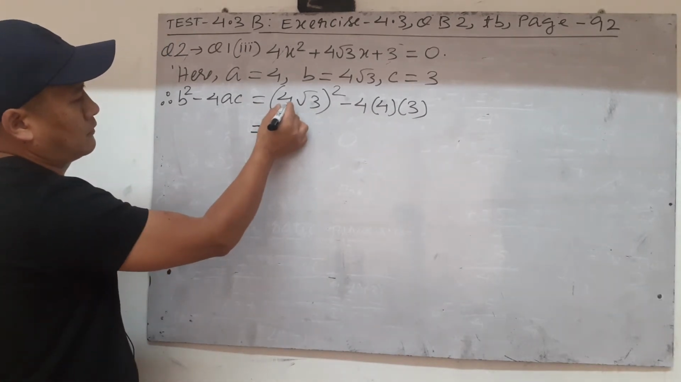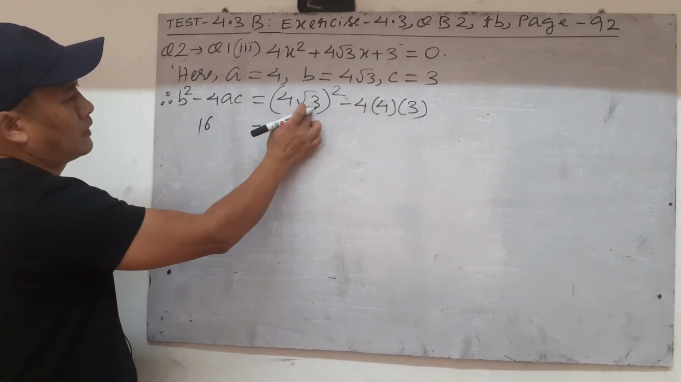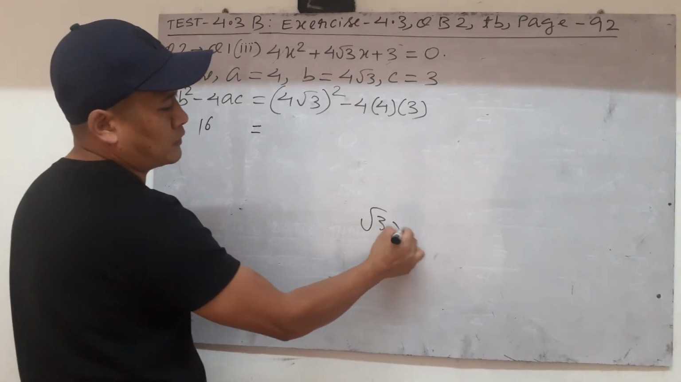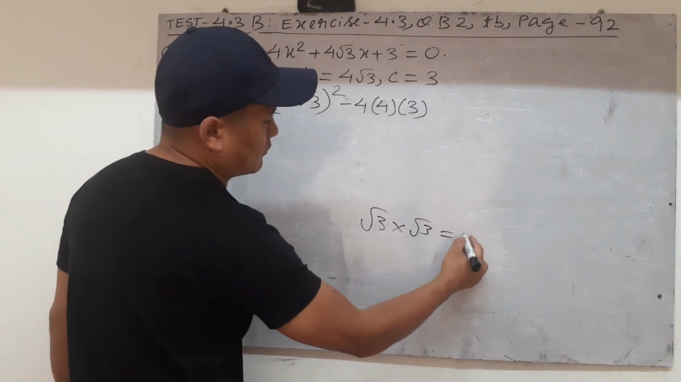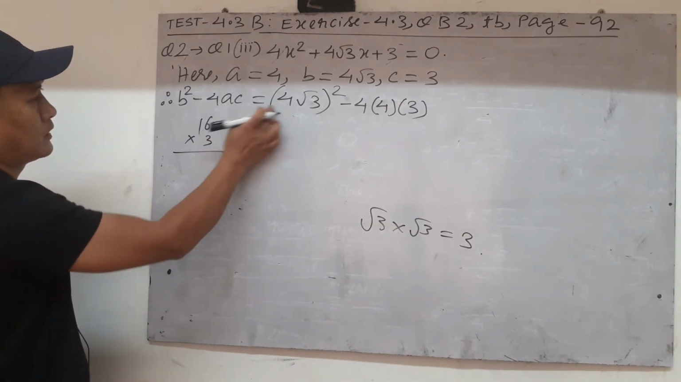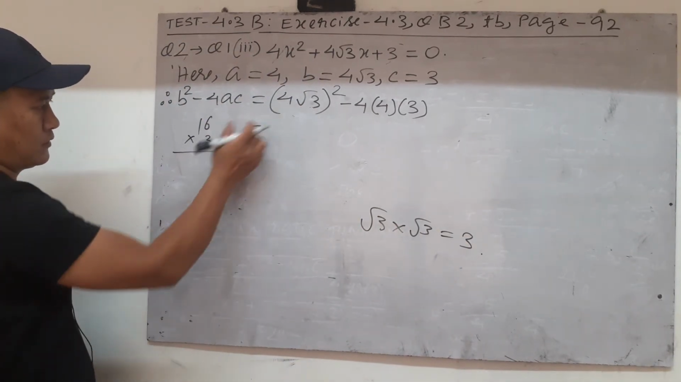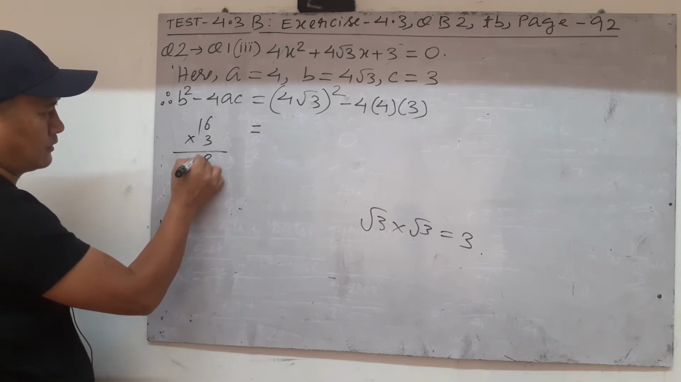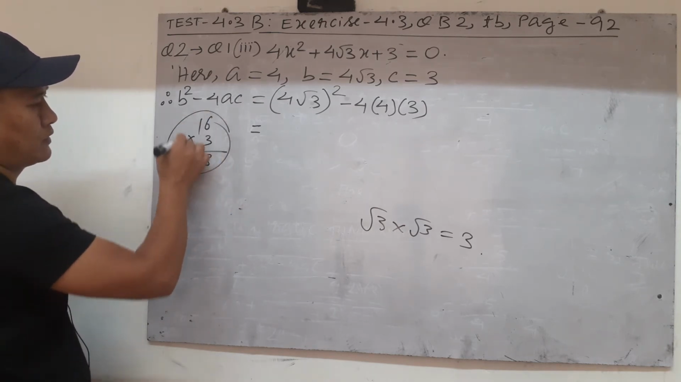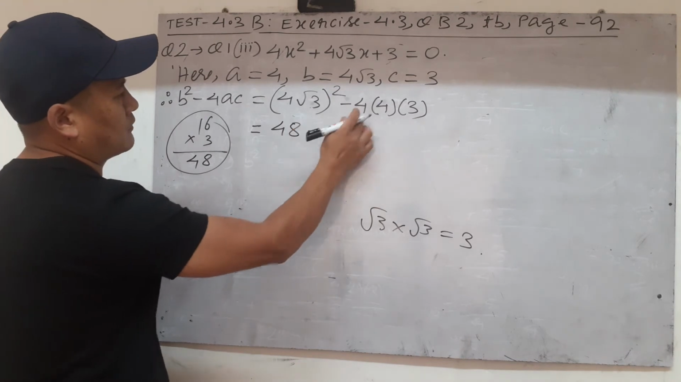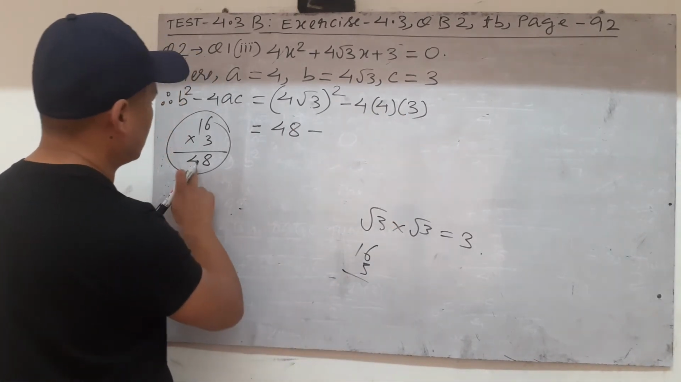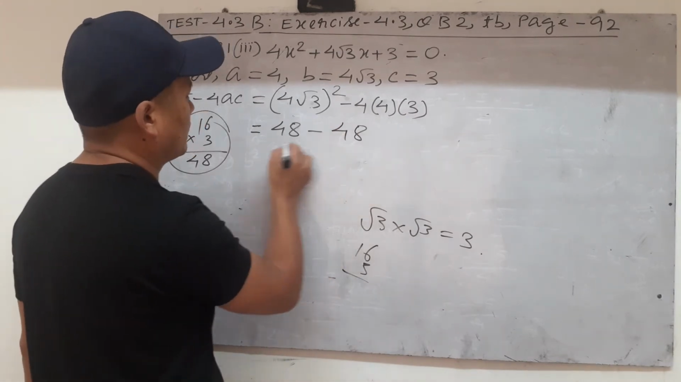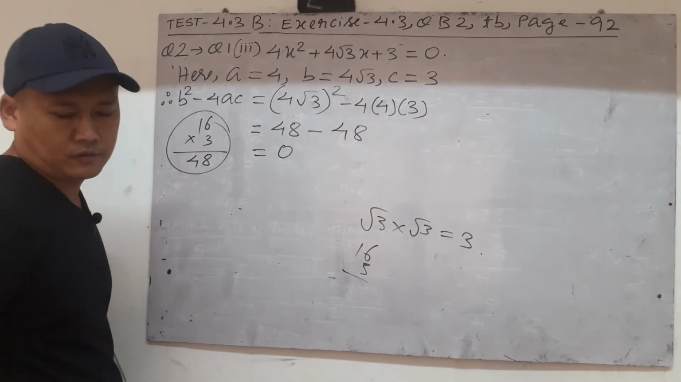So here 4 4s are 16. And root 3 square we know is root 3 into root 3, means the root will be removed, which will become 3. Root 3 into root 3 is 3. So 16 into 3 is what is this. So 6 3s are 18. 3 1s are 3 plus 1, 4. So this is plus 48, minus 4 4s are 16. 16 into 3 is, as you can see, 48 again. So 48 minus 48 is 0.